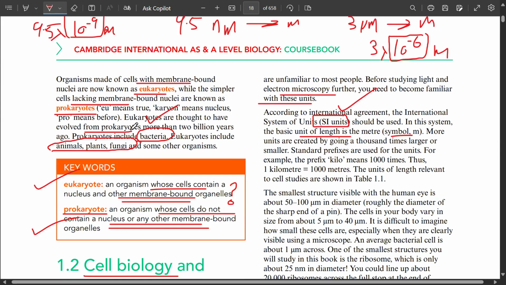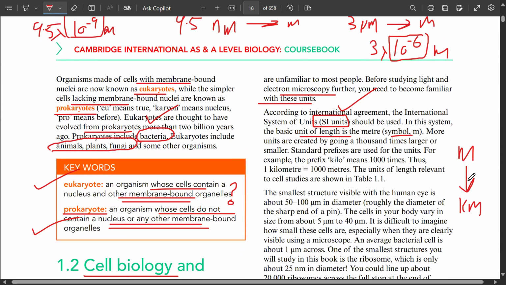What does kilo mean then? Let's say from meter to kilometer. How would you do it? 1 kilometer is 1,000 meters. Good. And if you have to go from meter to kilometer, you would divide by 1,000.